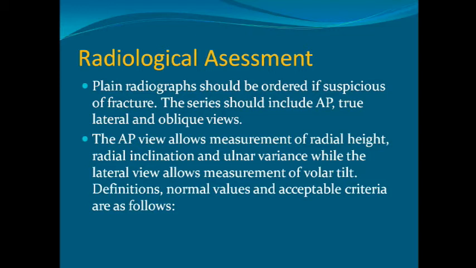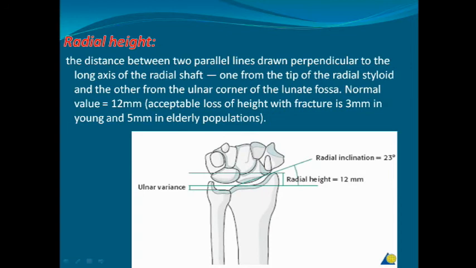So now coming to the most important, radiological assessment. Whenever a fracture occurs, the first thing we do is X-ray. Three types of views you can have: AP view, lateral view, and oblique view. Now you will be coming across a few terms: radial height, radial inclination, ulnar variance, and volar tilt. These are new terms for you. I will explain the term first, then I will tell you what importance they have.